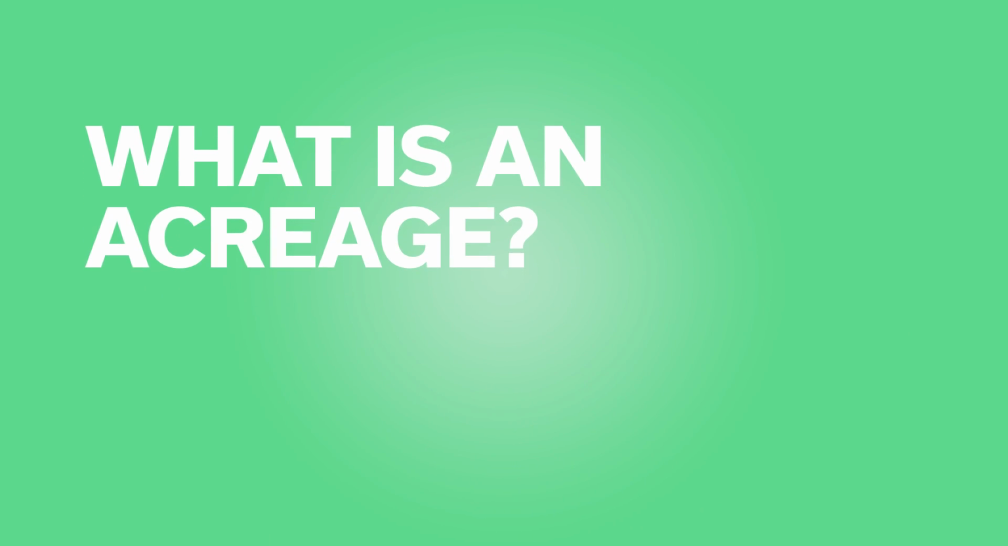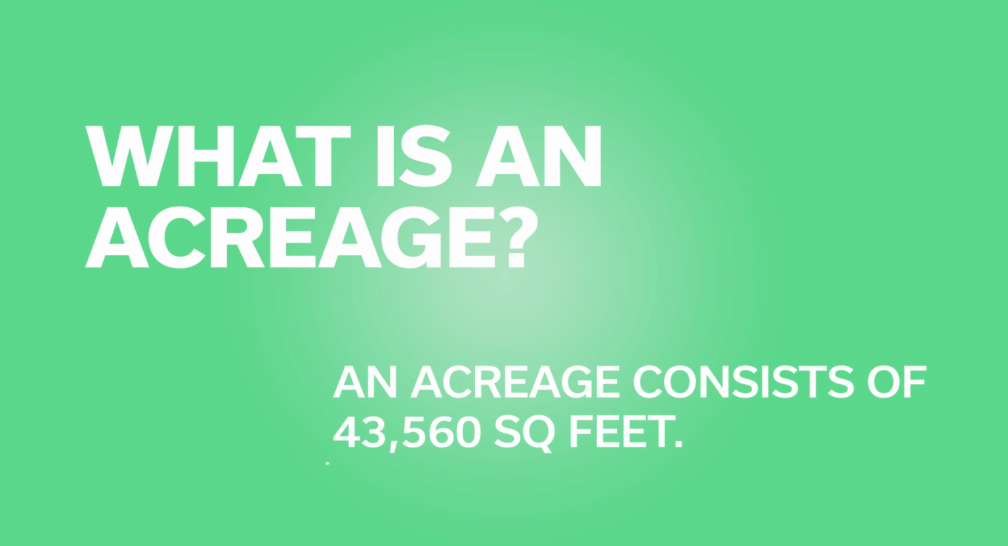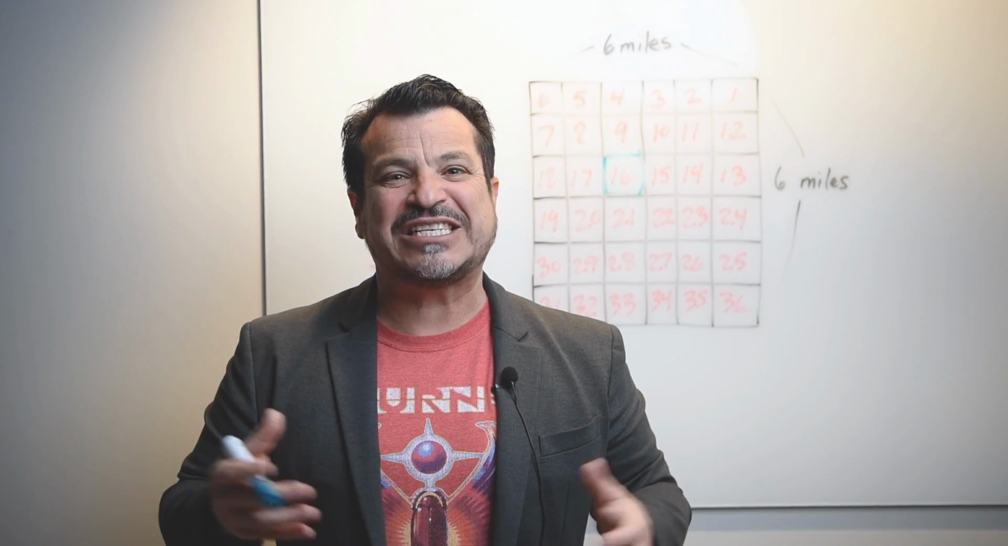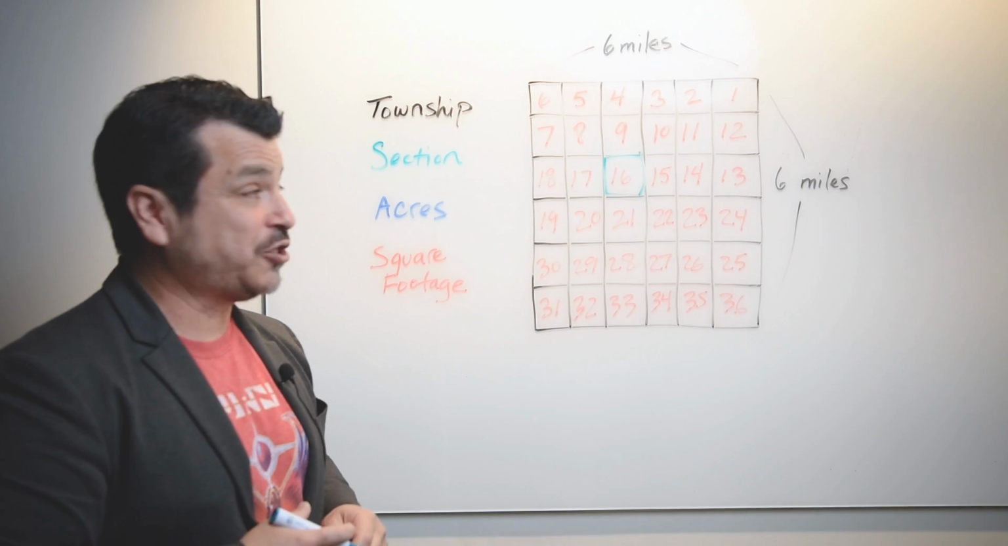Let's keep on easing through this. So let's talk about the acreage. What is an acreage? Ready? An acreage is very simple. It's 43,560 square feet, and this I want you to know by heart. Can't teach you that, you just gotta know it. 1 acre, 43,560 square feet.